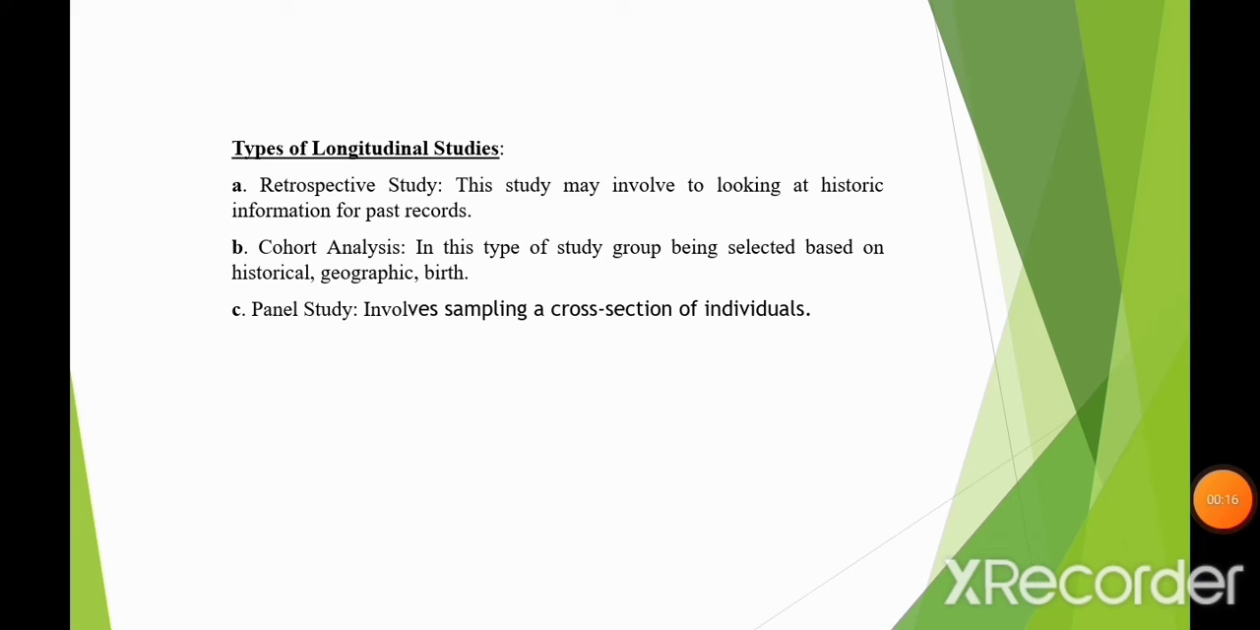There are further three types of longitudinal research, including retrospective research, panel research, and cohort study. Retrospective research includes looking back in time, thus using existing data, or looking at historical information such as medical records, the medical background of a person or patient.